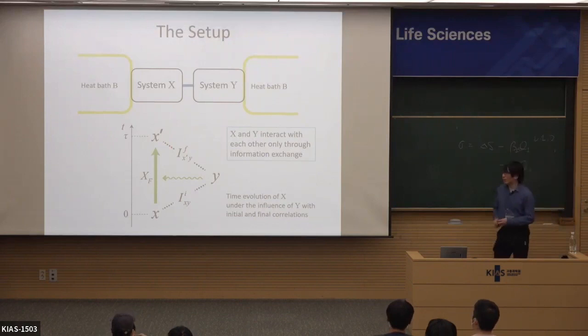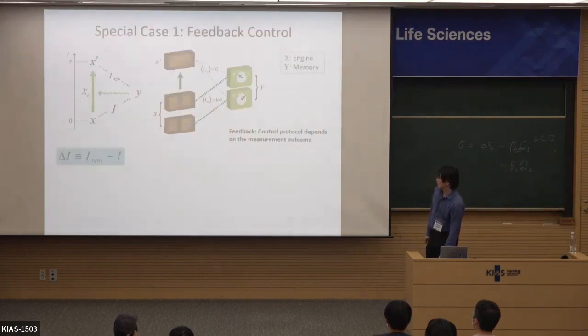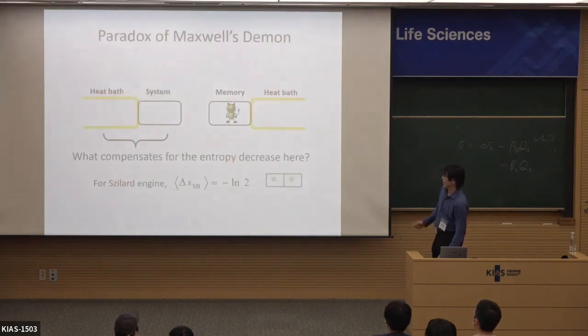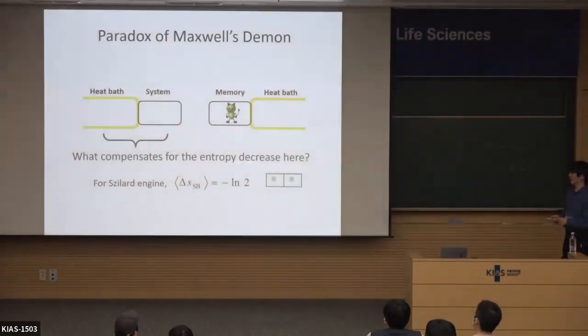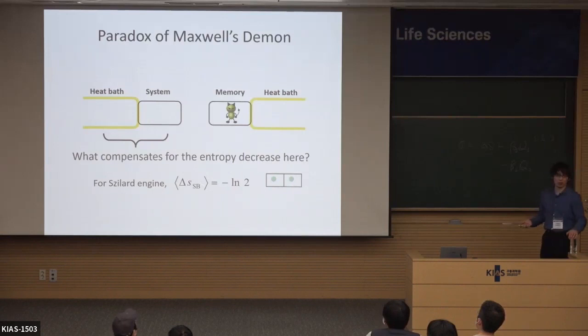Okay, so now the question of Maxwell's demon is that the entropy production of the Szilard engine is actually negative, given by minus log 2. This corresponds to the excess work extracted by the demon, kT log 2, and it is a representation of entropy production, which is negative. So the original problem was: what compensates for the entropy decrease here?